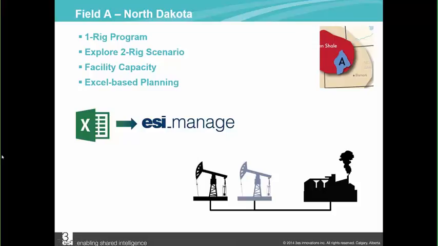Let's start with Field A. A little bit of background about Field A. This is a relatively new field in North Dakota. They're currently operating 1 drilling rig, but management has asked to see a plan which shows what they could achieve if they were given a 2nd rig. They only have so much facility capacity allocated to their production, which limits how much they can drill at a time. Now, this field had been primarily using spreadsheets as their planning tool.